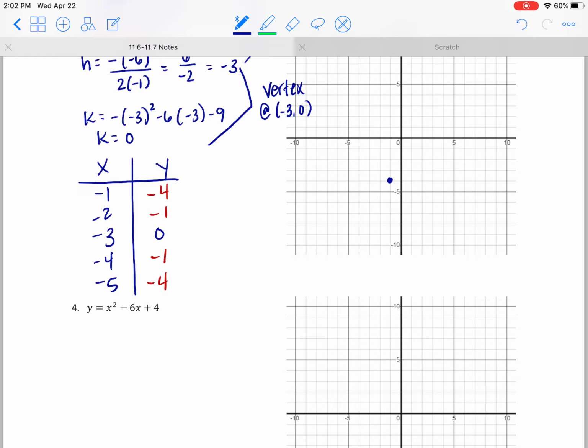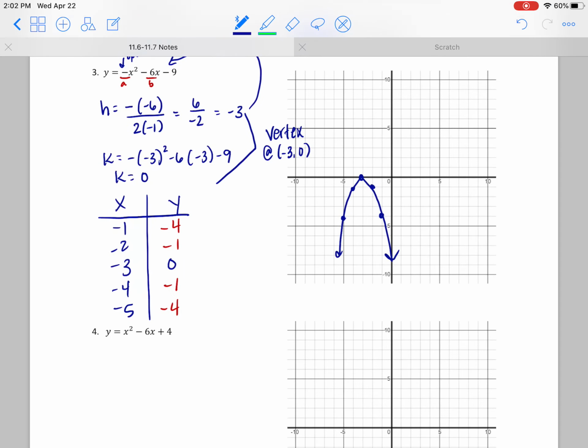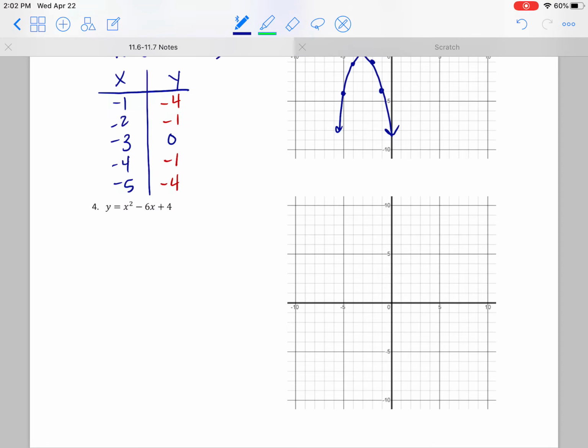Alright, so now I should have enough points. I'll plot this graph. I'm going to make a point at -1, -4. Another one at -2, -1. -3, 0, at -4, -1, and then -5, -4. And so we can connect and make our parabola. Okay?